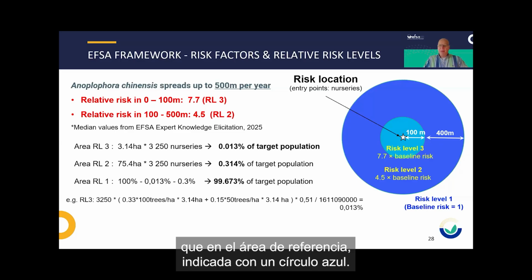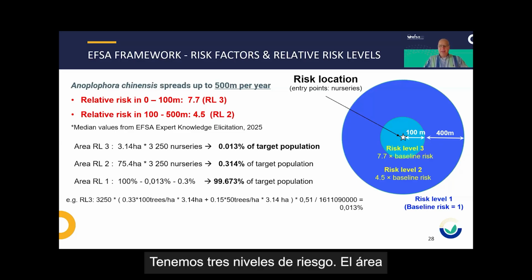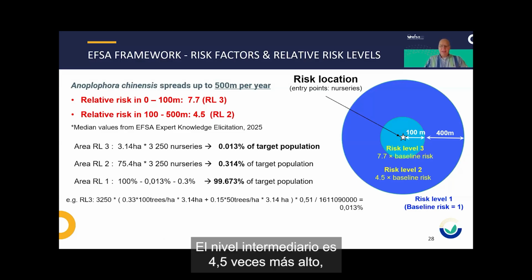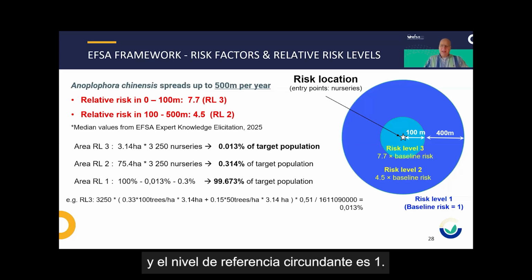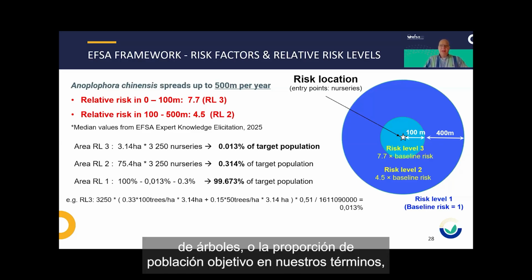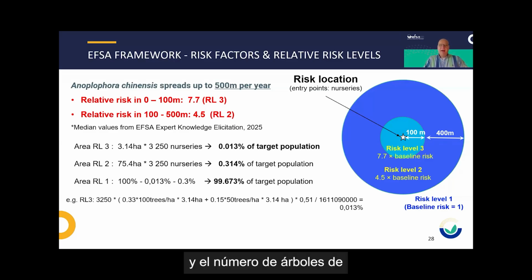That is all around this blue circle. So we have 3 risk levels. In the middle, closest to the entry point, 7.7 times higher. We have an intermediary level, which is 4.5 times higher, and we have the surrounding basic level of 1. This is now the quantity of the relative risk. What we also must feed into Ripest is the proportion of the target population, in our terms, the number of trees that are situated in either of these 3 risk categories. So how can we do this?